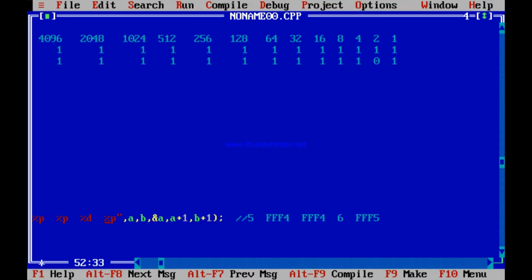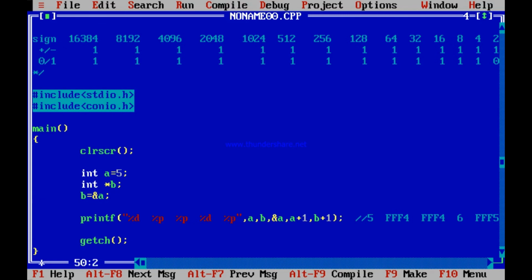Because B is an address of an integer. B is the address of an integer. An integer takes how many memory locations? 2. So when you are saying B plus 1, the C programming language understands that you are telling the compiler, or telling the program, to go to the next memory location.